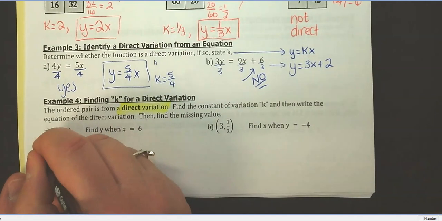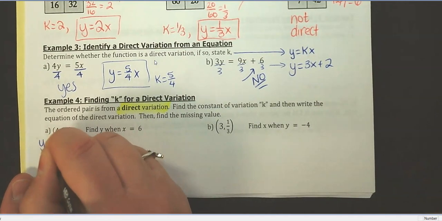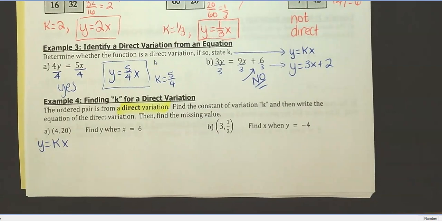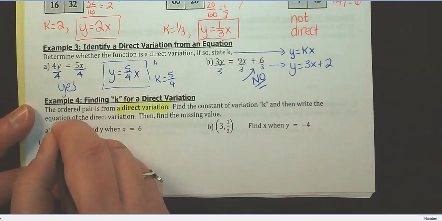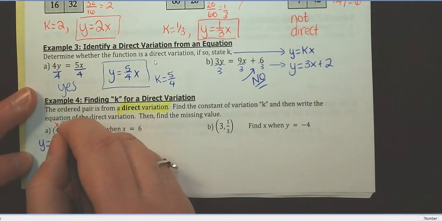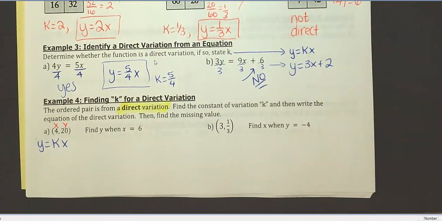Okay, so this is in the format y equals k times x, because it told me it was a direct variation. What I have, if they give me a point on it, is I have a value I can put in for x, and I have a value I can put in for y to help me figure out the k. All right, so if you guys remember, I just told you it should just be the y coordinate divided by the x coordinate.